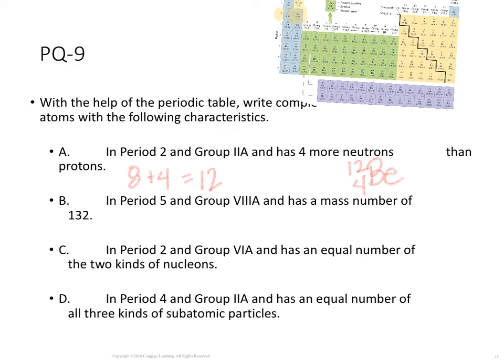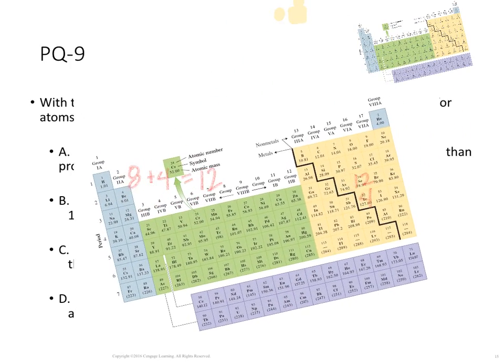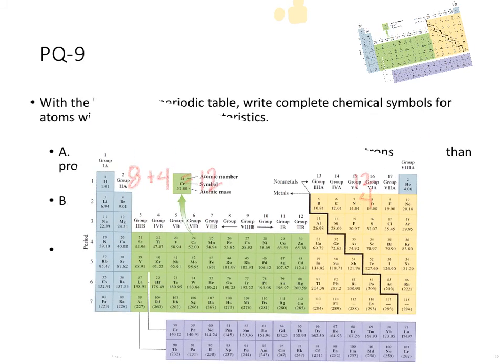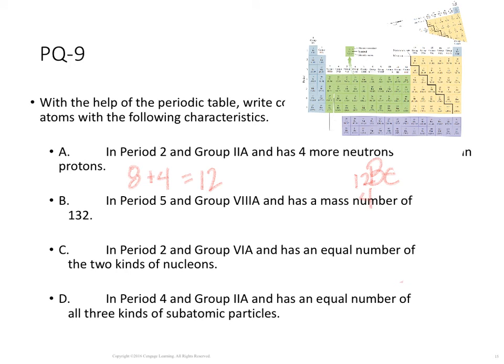All right, next we are looking at period 5, group 8A. So let's take a look at our periodic table again. So period 5, I got all kinds of things going on here. Period 5, group 8 crosses here, which is xenon, number 54. So we have Xe for xenon, and atomic number is 54. Then it says it has a mass number of 132. So it's telling us our top number. So there is your complete symbol for part B.